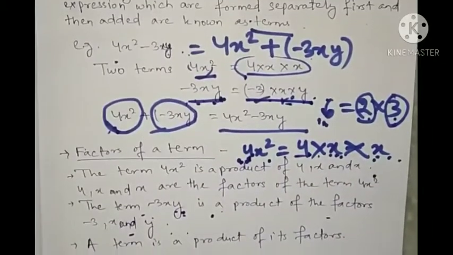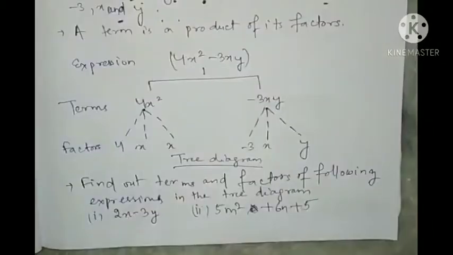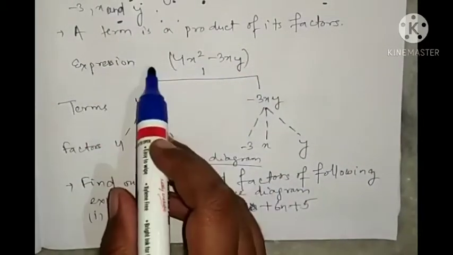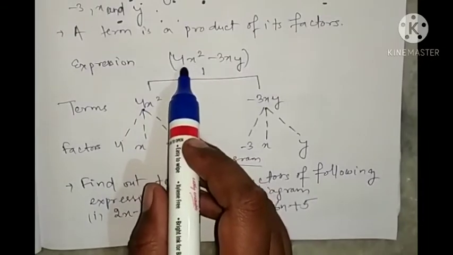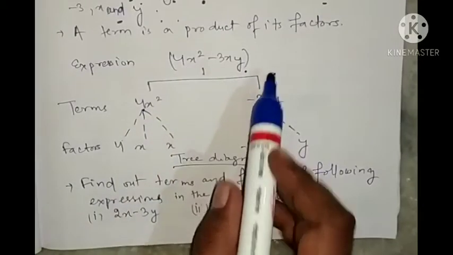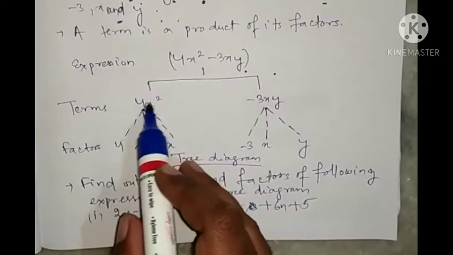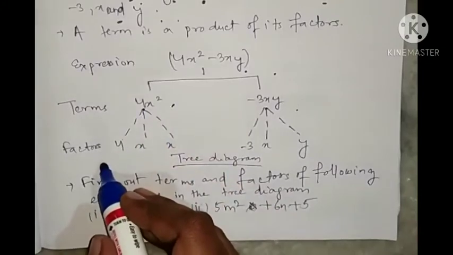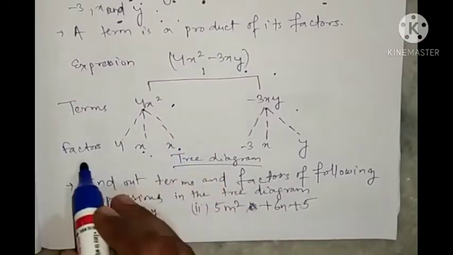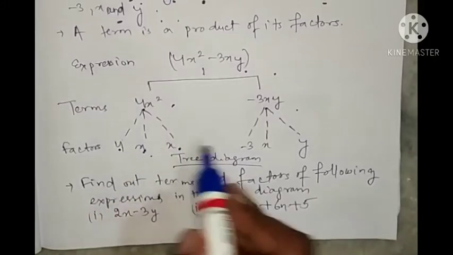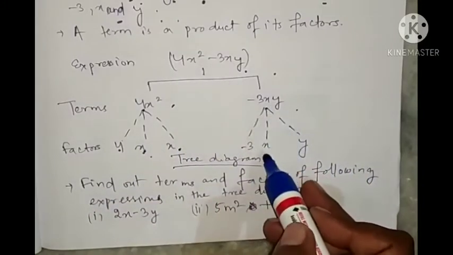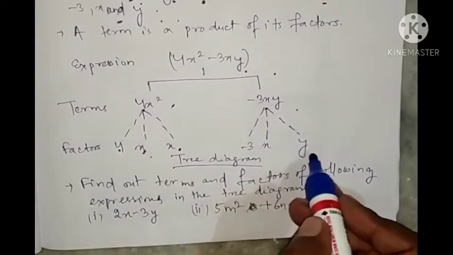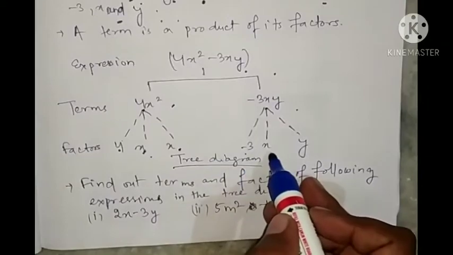Now we'll find out how we can find the factors. Look here, the same expression we have been using from the beginning: 4x square minus 3xy. Here two terms are there. 4x square equals 4 into x into x, so the factors are 4x and x. Minus 3xy equals minus 3 into x into y, so the factors are minus 3x and y.